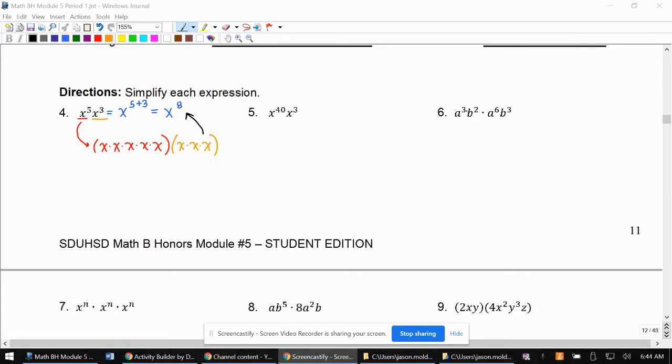6, a cubed, b squared times a to the 6th, b cubed. This is a really misunderstood problem. We sometimes see it with parentheses like this. In fact, look down at number 9.